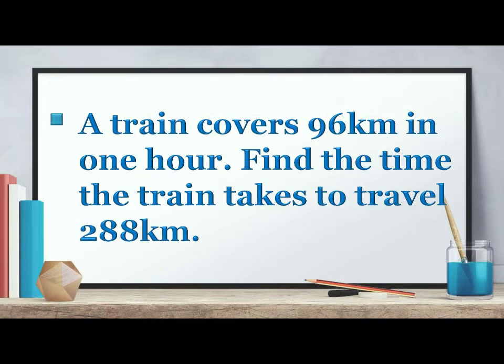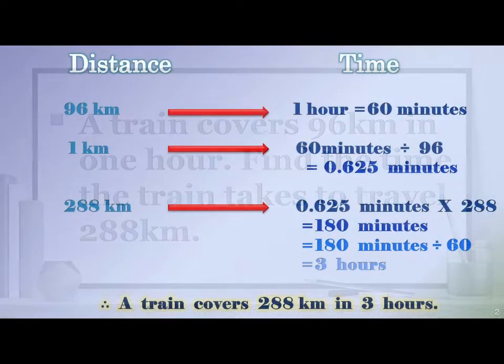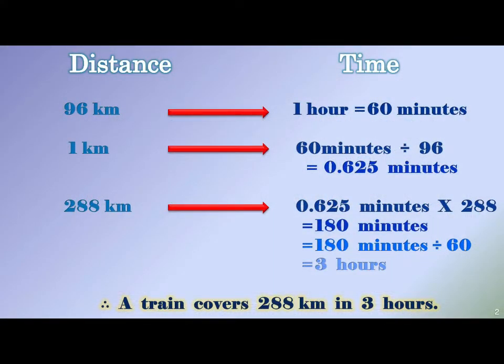Write the second example. A train covers 96 kilometers in 1 hour. So find the time the train takes to travel 288 kilometers. In the second example, let's find the two quantities. They are the distance and the time. In this problem, the best connection is a train covers 96 kilometers in 1 hour. The time taken to cover 96 kilometers is an hour.